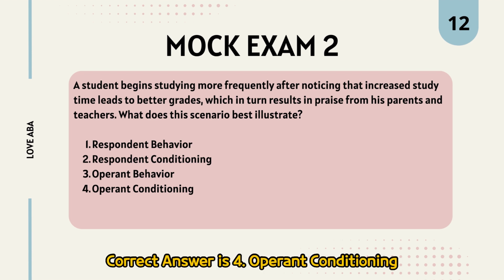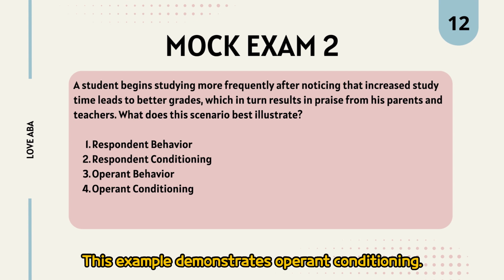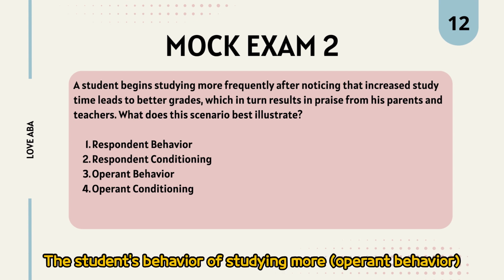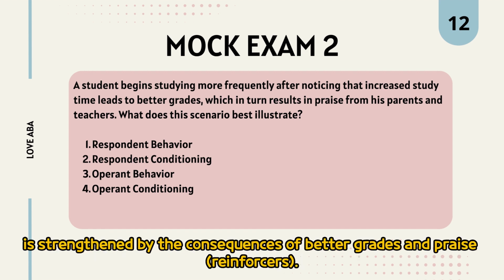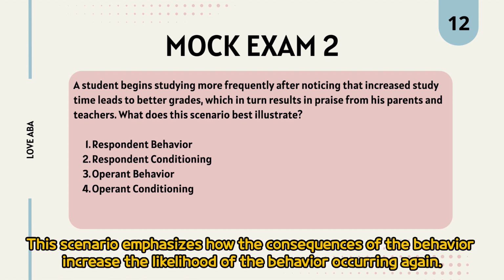Correct answer is 4. Operant conditioning. This example demonstrates operant conditioning. The student's behavior of studying more. Operant behavior is strengthened by the consequences of better grades and praise reinforcers. This scenario emphasizes how the consequences of the behavior increase the likelihood of the behavior occurring again.